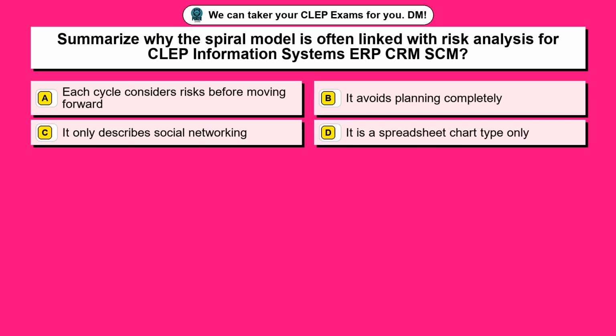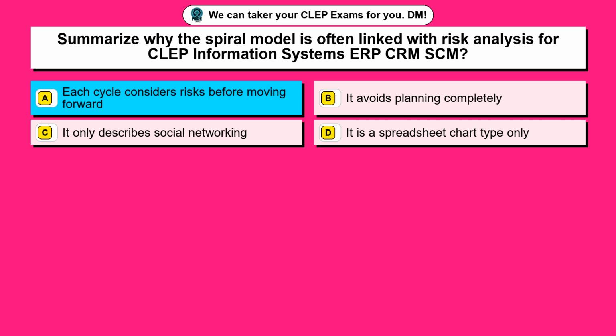Question 71. Summarize why the spiral model is often linked with risk analysis for CLEP Information Systems ERP CRM SCM. Option A. Each cycle considers risks before moving forward. Option B. It avoids planning completely. Option C. It only describes social networking. Option D. It is a spreadsheet chart type only. The correct answer is option A.